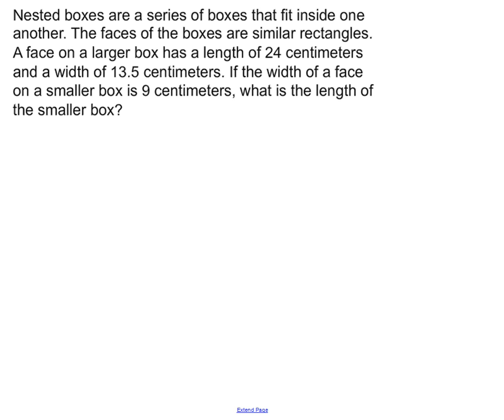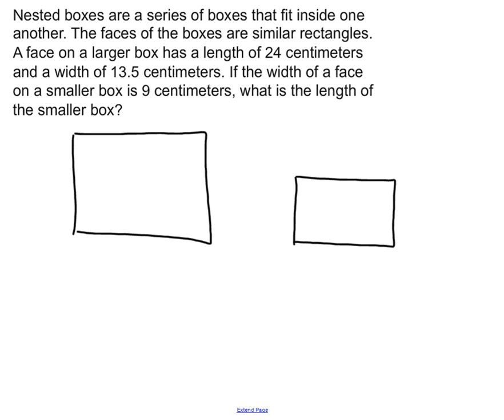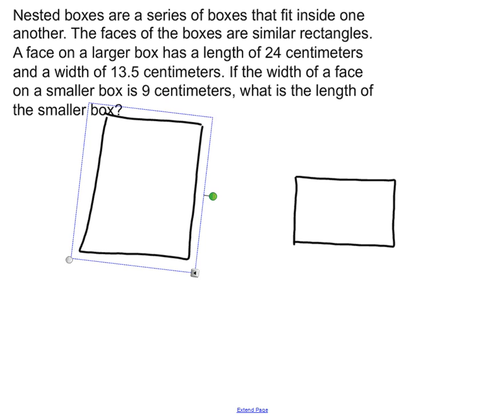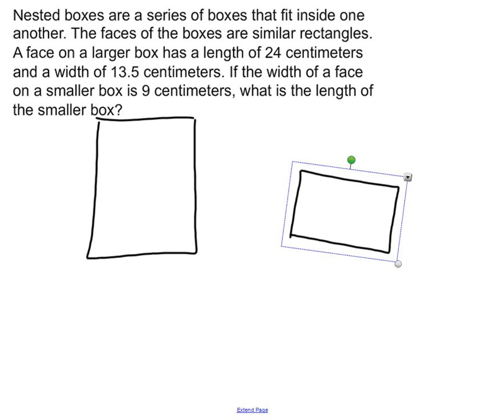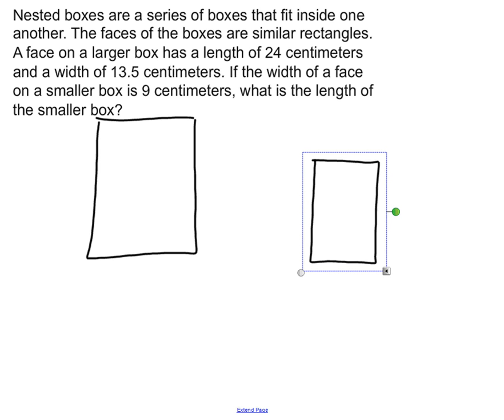A face on the larger box has a length of 24 centimeters with a width of 13.5 centimeters. If the width of the face on a smaller box is 9 centimeters, what is the length of the smaller box? So here it would be really helpful if you just drew a picture. So this is my big rectangle, and this is my little rectangle. So I know that my length of the box is 24. I'm actually going to flip them real quick because I want them to be kind of true to what they're talking about.